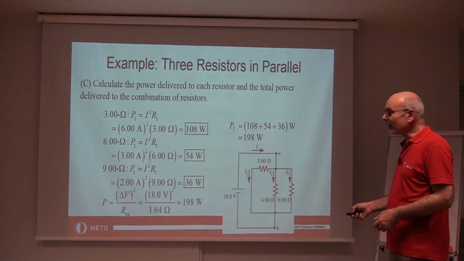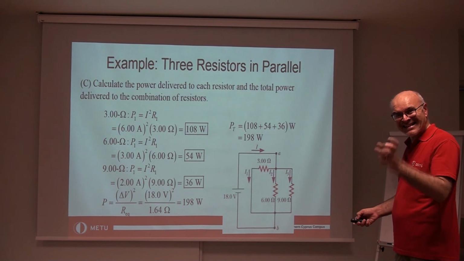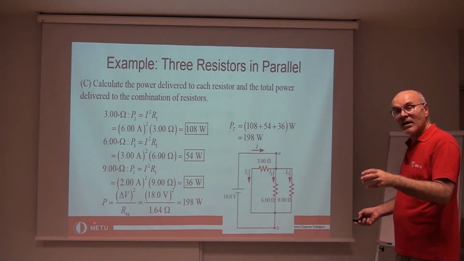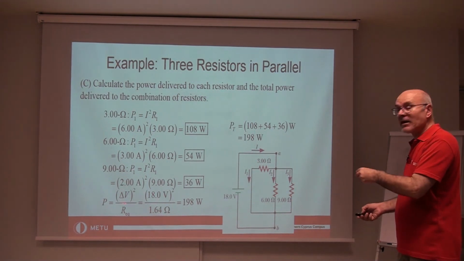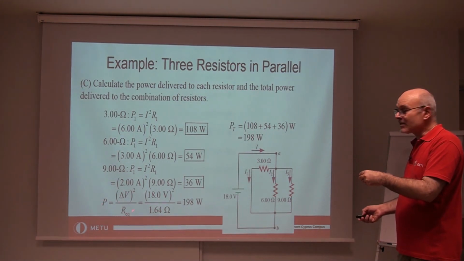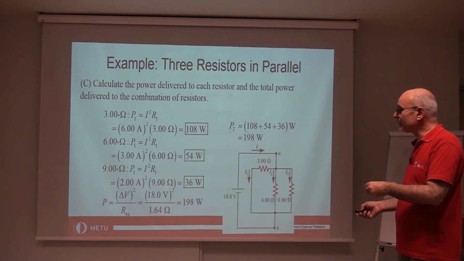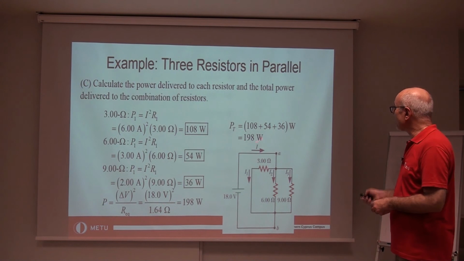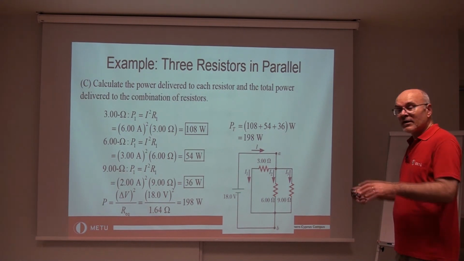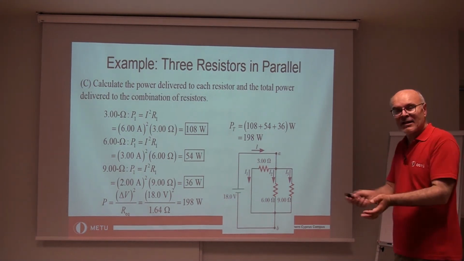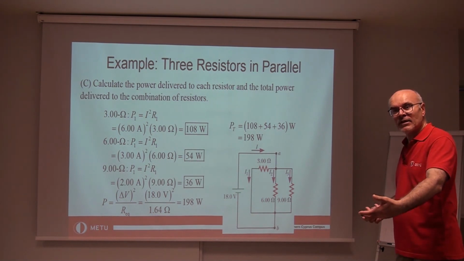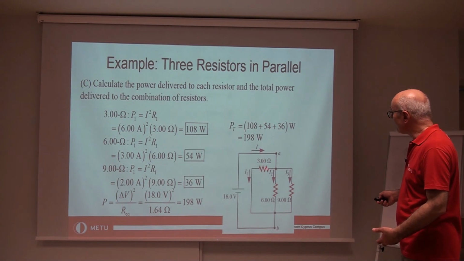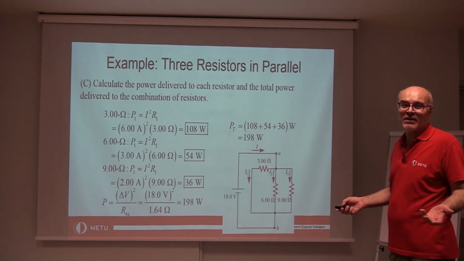So where does this come from? Delta V over R equivalent is the current. This is squared. It becomes delta V squared over R equivalent squared. Multiply by R equivalent. This cancels. You are left with R equivalent in the denominator. And if you do this, the result is exactly the same as this result. So if they are all replaced by the equivalent resistance, the power delivered to the equivalent resistance is the same as the sum of the power delivered to each resistor individually, as we expect.